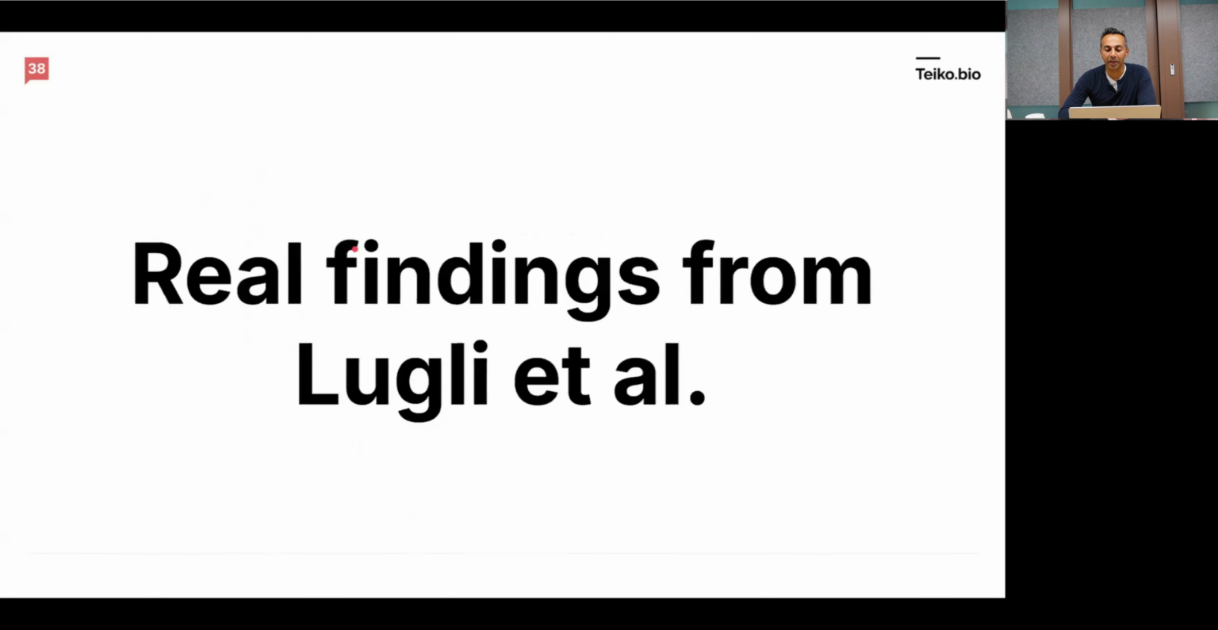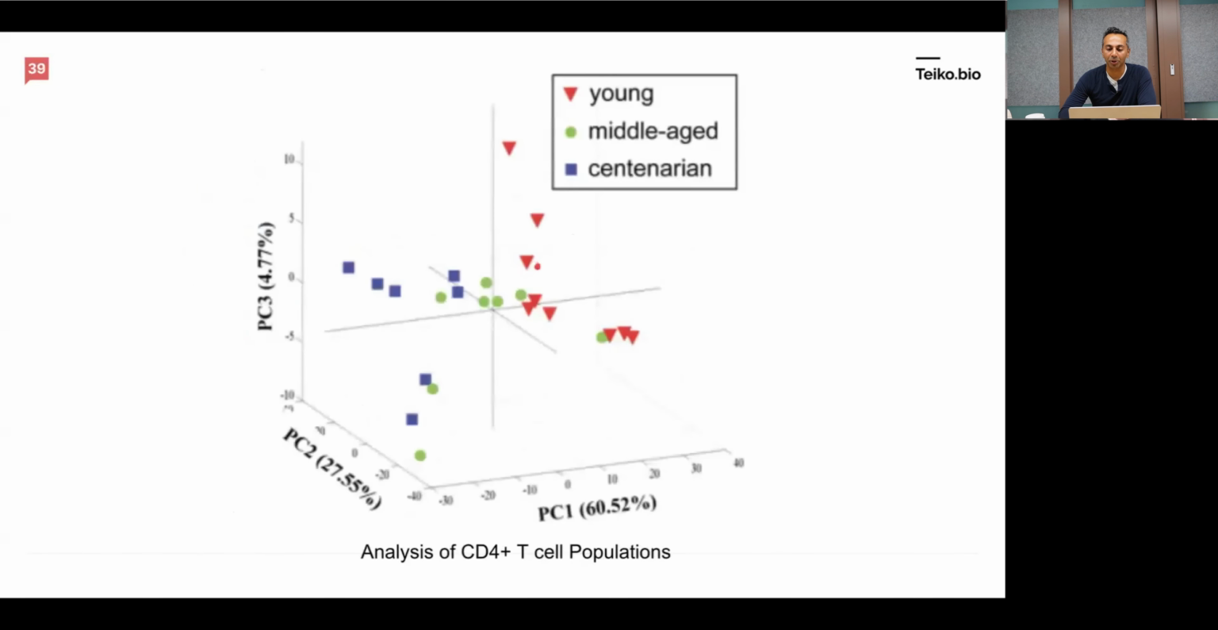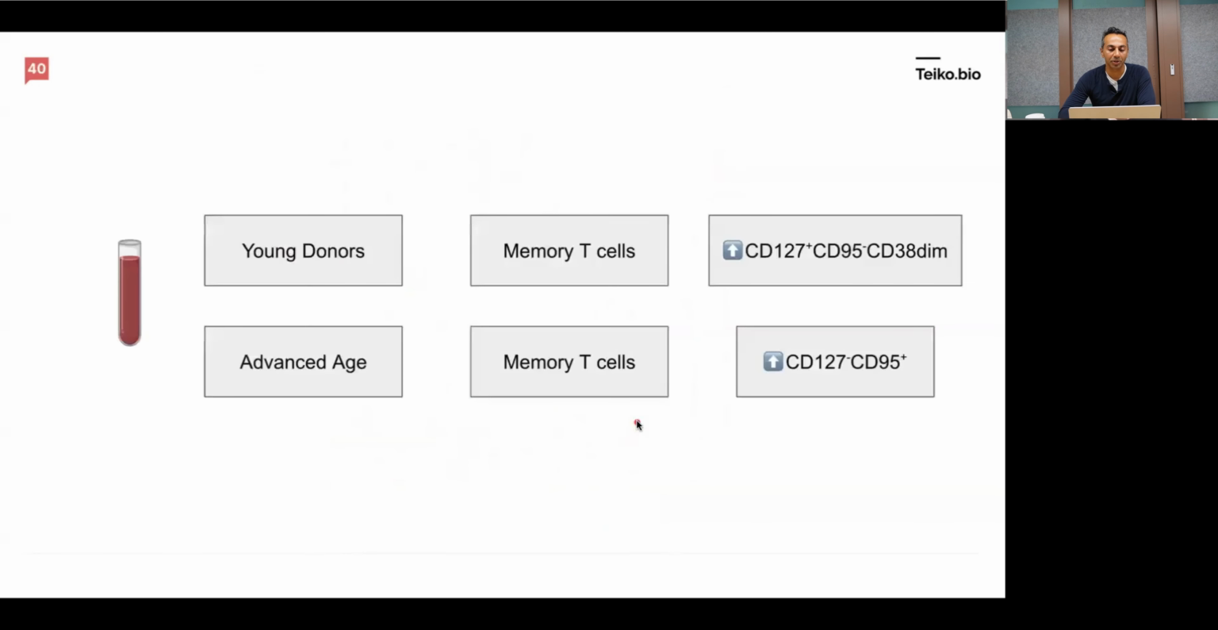So let's go to some real findings from Lugli et al. And this actually came from the real life data set. So you have young patients over here, middle-aged patients over here, centenarians, and their PC1s and PC2s and PC3s were much better than our synthetic. They had 60% variation in the first principal component, 28% over here, 4.77% here. So they captured a lot of the variance, like 87 plus almost like 91, 92% from all 3 components. So they were capturing a lot of the data set variation in their real life data set.